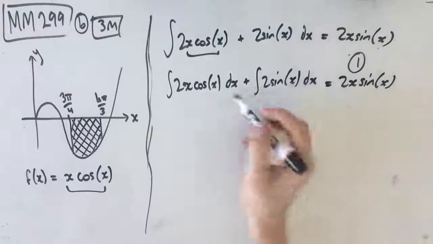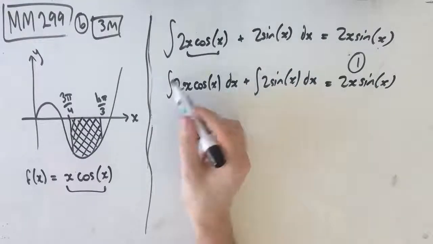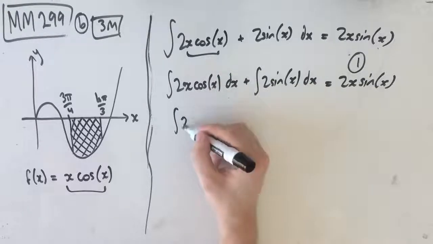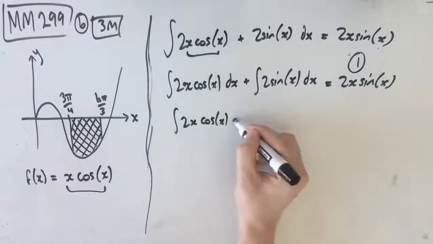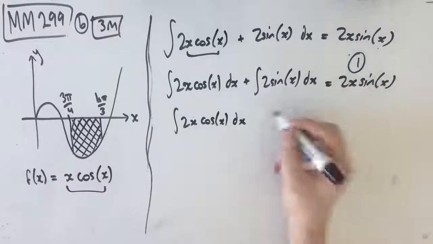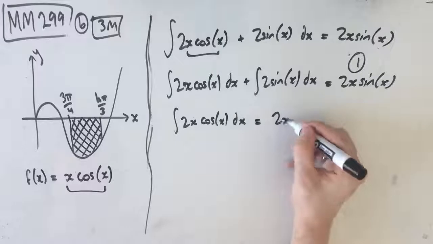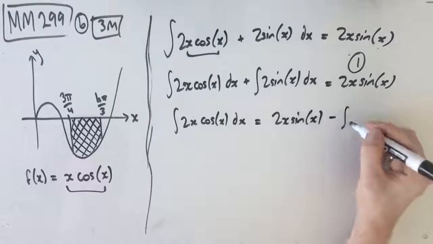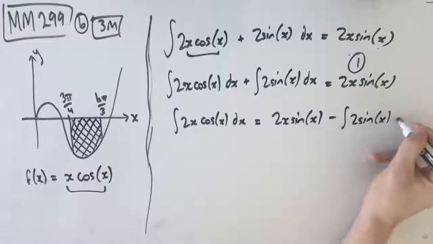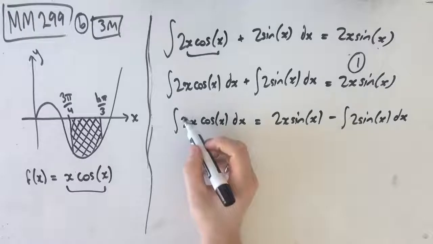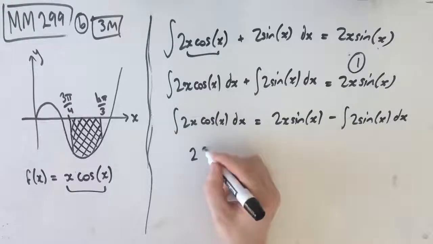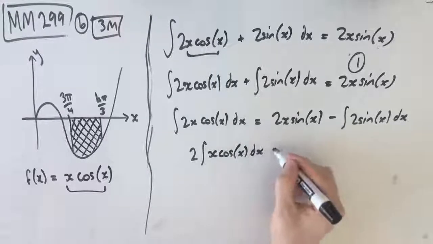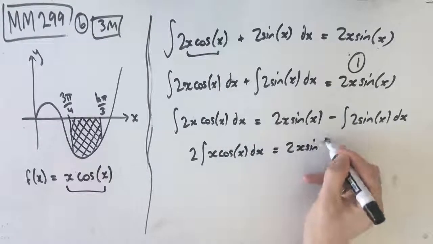Okay, so exactly the same line of working, we've just separated these two integrals because we want this by itself eventually. So in order to get this by itself, we're going to say the integral of 2x cos x dx, we're going to minus this to the other side, okay? So we get equals 2x sine x minus the integral of 2 sine x dx. Cool. This 2 is a constant, so we're going to bring that out the front. So we get 2 times the integral of x cos x dx equals 2x sine x.